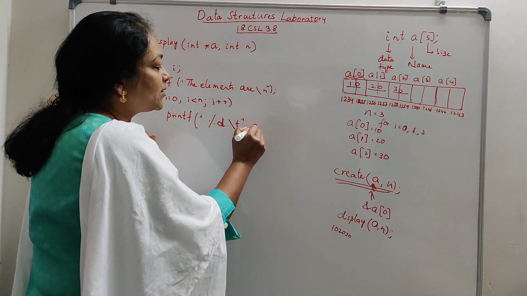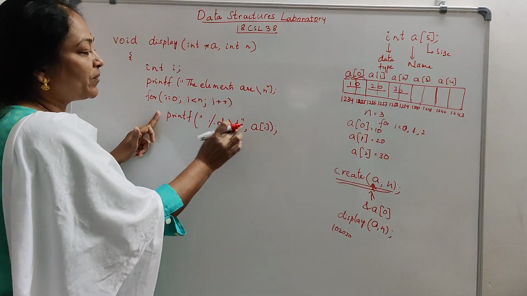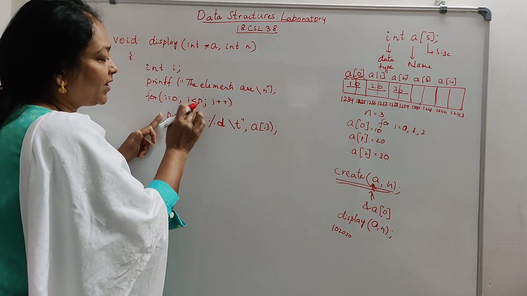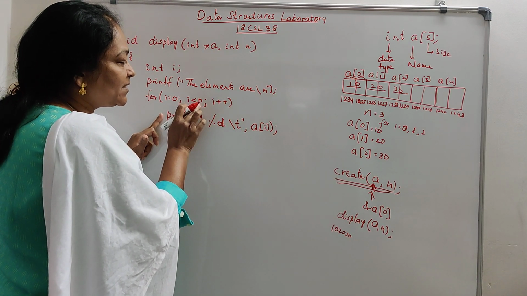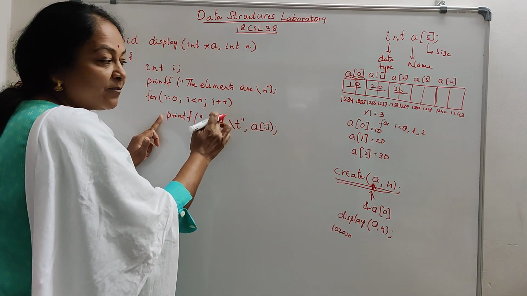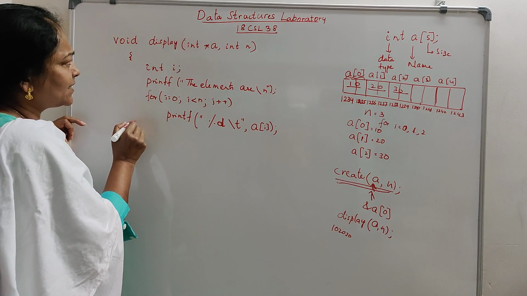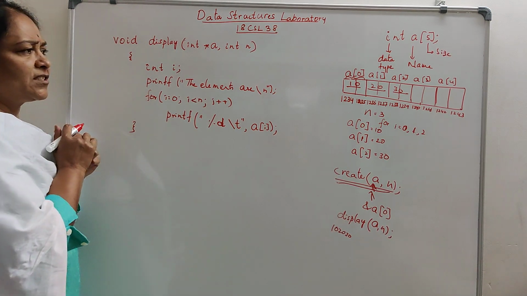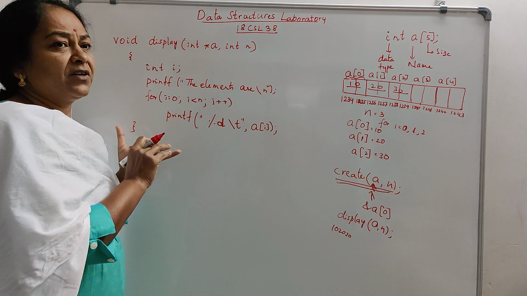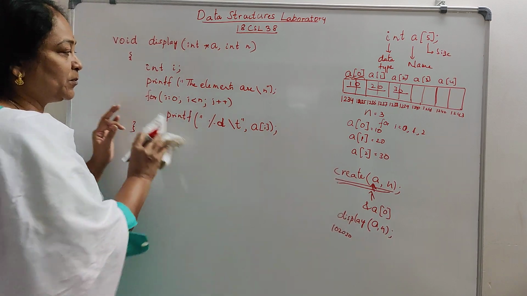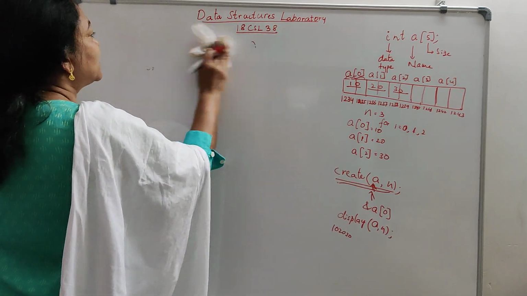And also I'm displaying each element. When i is equal to 0, a of 0 will be displayed. When i is equal to 1, a of 1 will be displayed. When i is equal to 2, a of 2 will be displayed. When it becomes 3, 3 less than 3, the condition will become false, then it will come out of the for loop. This is about the display function. The read function or create function and the display function are very easy as far as this program is concerned. Now let us come to the insert part.